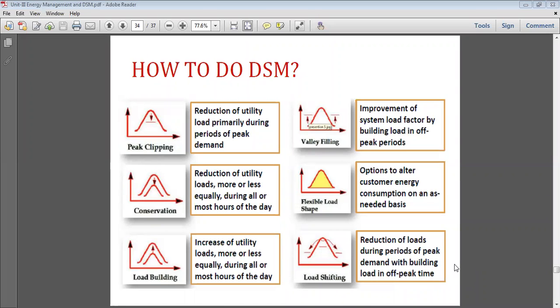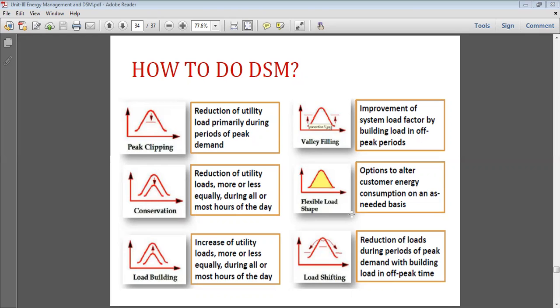Yes, again, welcome to the electrical energy conservation and energy management lecture. Up to the last lecture, we discussed demand side management, and the objective of demand side management is nothing but to reduce the maximum demand, or in short, to make the load curve as flat as possible, and to obtain fruitful demand side management.